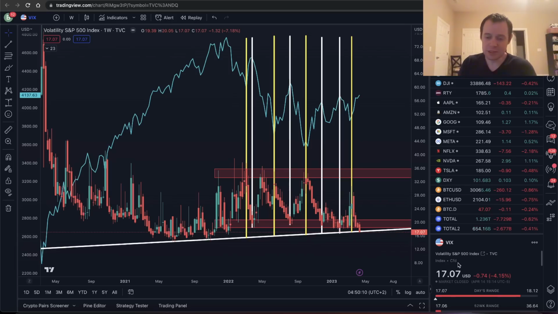So 17.07 to be exact. But again, this is the lowest level we've seen since really going all the way back to the beginning of 2022. So it's been a long time since we've seen the volatility index this low.